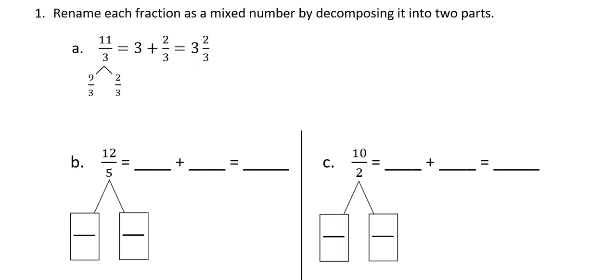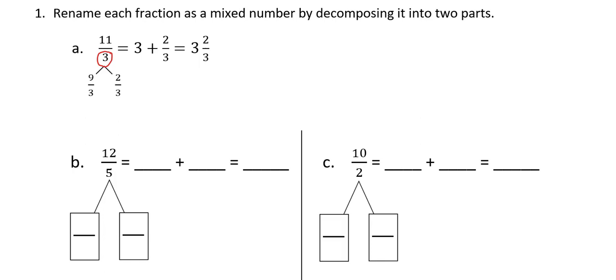If I look at example A, I'm starting with 11/3. The key is to focus on the denominator. Since I'm working with thirds, I know that it takes 3/3 to make one whole. I have 11/3, so I'm going to skip count by threes or think of my multiples of 3 to figure out how many wholes I can make.